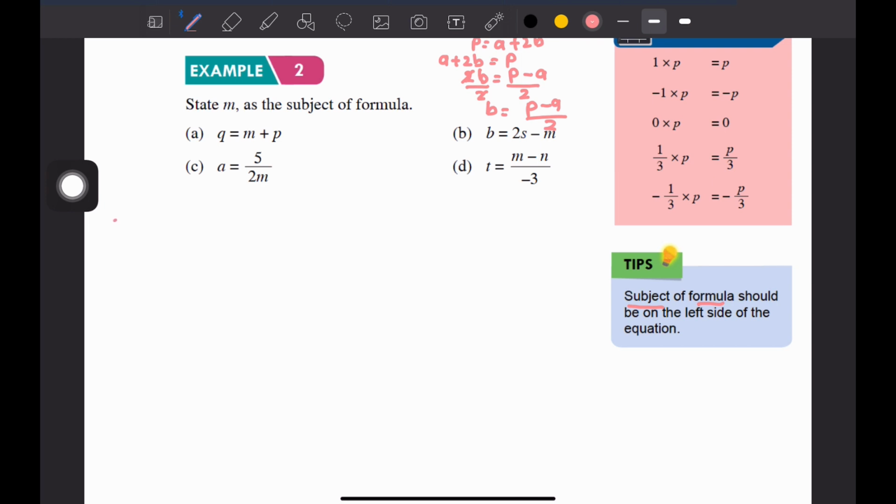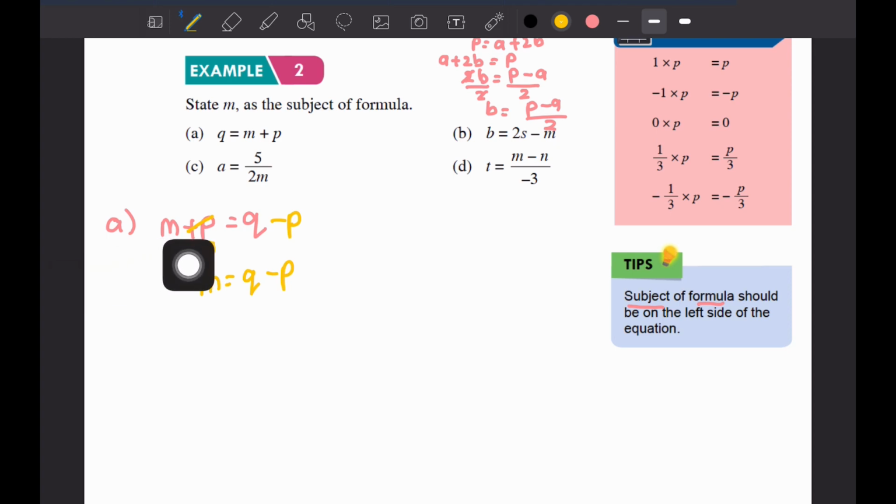Okay, so let's do together. We're interested to make M as the subject. So please make sure M is on the left. So M plus P is equals to Q. So we want only M on the left, so P we move to the other side. Ataupun we can do it as, we don't want P. So we need to subtract P minus P. So M is equals to Q minus P. Ataupun kita buat macam ni je, plus P pindah sebelah jadi negatif P, benda yang sama.